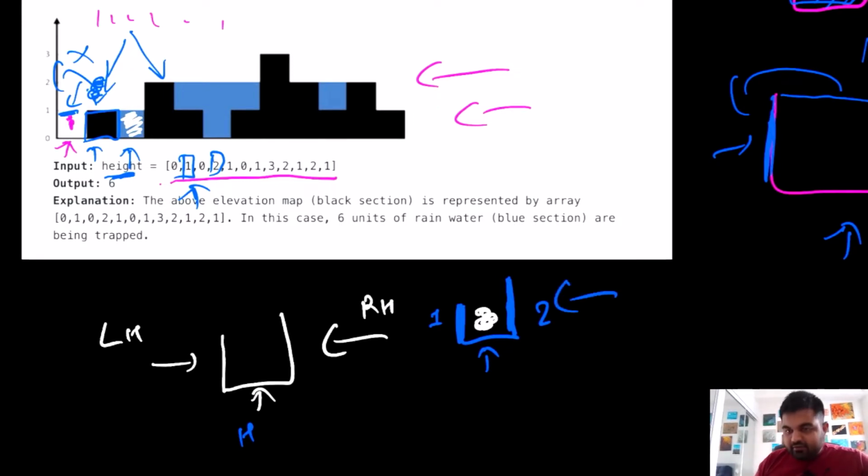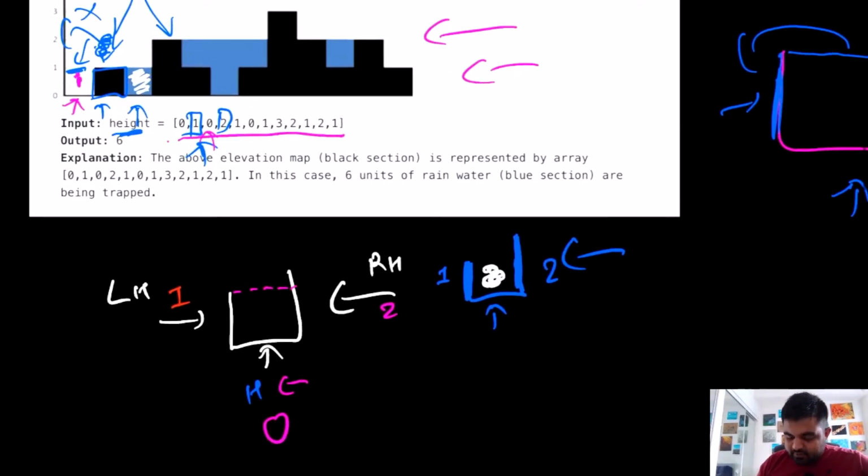In this scenario, if we see all these values, the left height is actually 1, the right height is actually 2, and the height we are currently at, which is this position, is actually 0. And over here we were able to store only 1 unit of water. So why were we only able to store 1 unit of water?